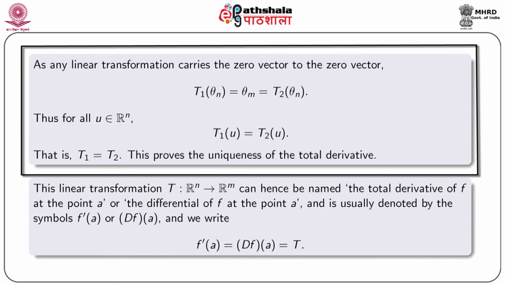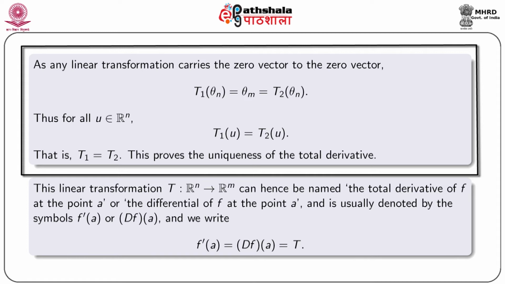Now, T1 and T2 are two linear transformations defined on the same domain. If we want to prove that they are the same, we have to prove that for every vector in the domain they give the same image. This was proved for every non-zero vector.